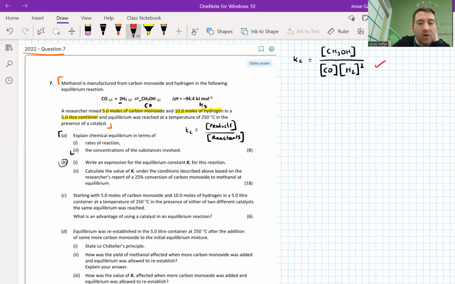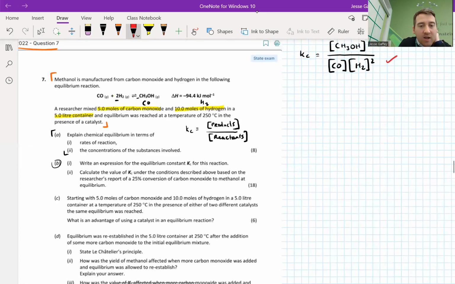All right, so now it's going to ask us to use that. I think it's going to ask us to calculate the Kc. So this time we're trying to find out what number this is, the value of Kc. This is the more straightforward type of calculation, that's the good news. Calculate the value of Kc under the conditions described above based on the researcher's report of a 25% conversion of carbon monoxide to methanol at equilibrium. So that's going to be important too. I'm going to underline that, 25% conversion. That's going to be important in our question.